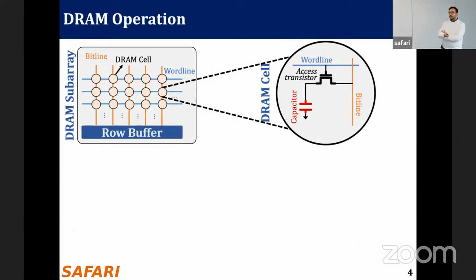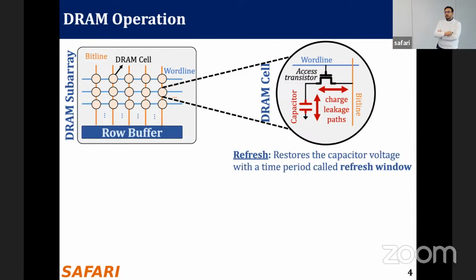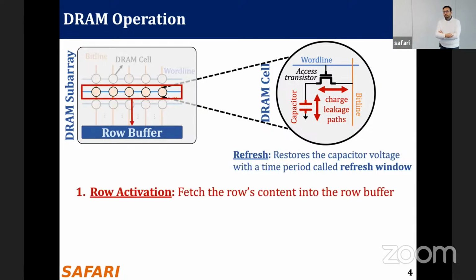This is what a DRAM cell looks like on the right-hand side of the slide. We have an access transistor and a capacitor. We store data as electrical charge on the capacitor, and we access it through the access transistor. There are multiple charge leakage paths in this circuitry. Therefore, it's a volatile type of memory, and we need to periodically refresh the charge stored on the capacitor to make sure that we don't lose data.